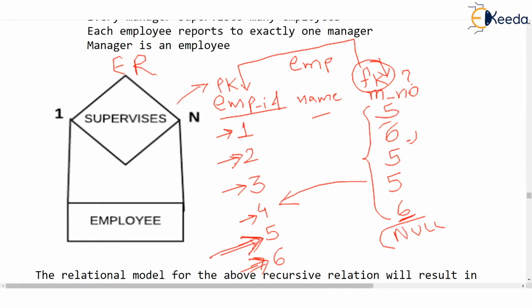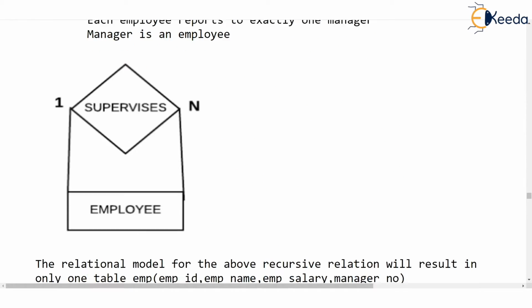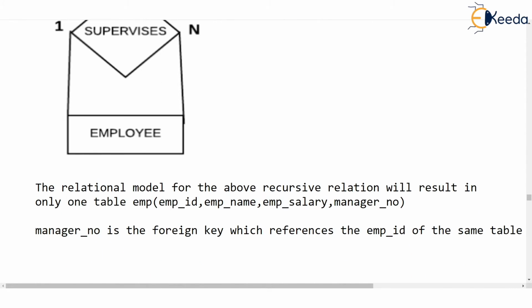And one more thing that you understood is there might be times when you have to make this foreign key null if you don't know the value of the manager number to which a person reports. So this is the way how the table is going to get created in the relational model for recursive relationships. Okay, I hope you have understood this.